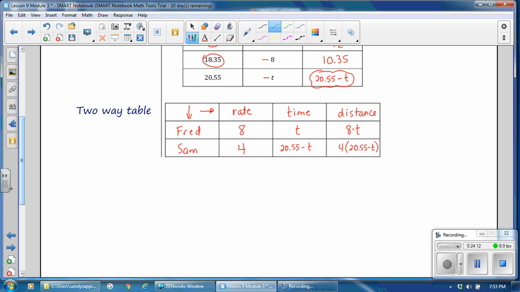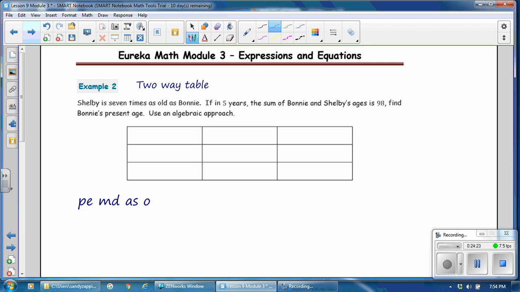So we set this table up using the 3 key elements of rate, time, and distance. So now let's use this concept of a two-way table in the next example. Shelby is 7 times as old as Bonnie. If in 5 years the sum of Bonnie and Shelby's ages is 98, find Bonnie's present age and use an algebraic approach. These kinds of problems can be confusing, and a two-way table can help you organize the information.